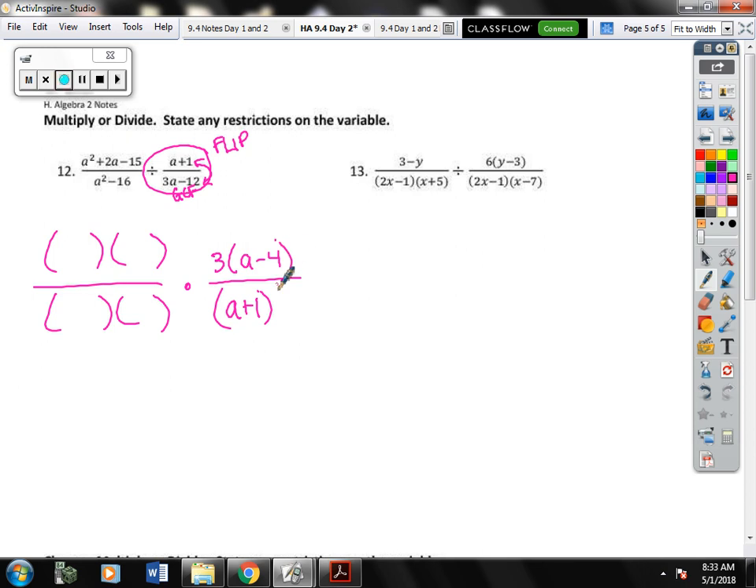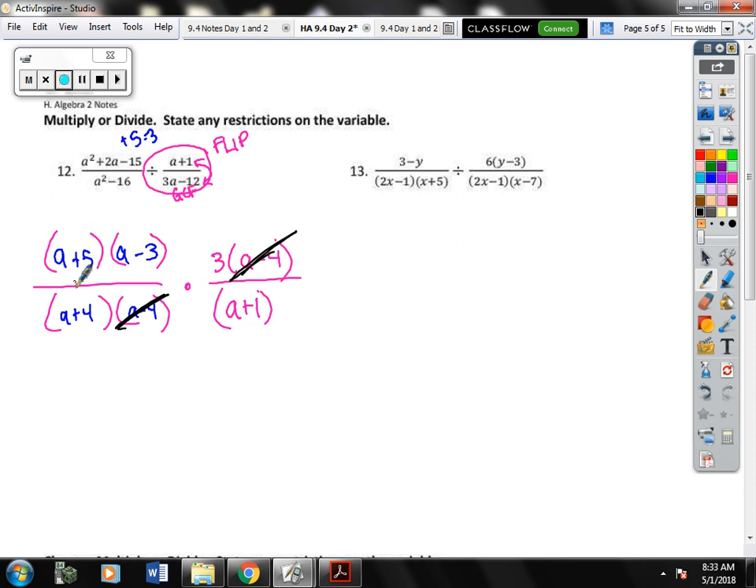And to save yourself time on the homework problems, you don't have to write the original question. You can go straight to the factoring, just to save yourself from writing it out a million times. And then these will factor. So we'll have a and a. This is a negative 15, so it's going to be one positive and one negative. So it's 5 and 3, and it's probably going to be a positive 5 and a negative 3, so that it adds to a positive 2. So plus 5 minus 3. And this is a difference of squares. A plus 4 and a minus 4. And then we go to town just crossing off anything we can.